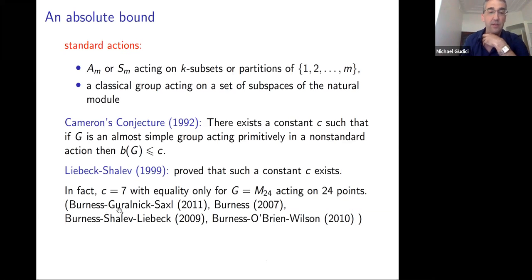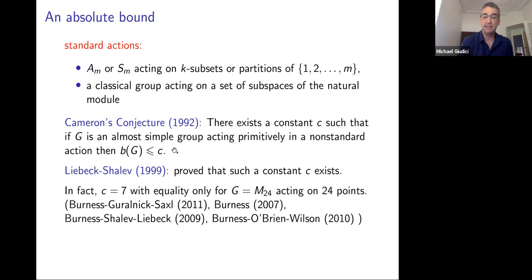The first one, Burness, Saxl, is looking at where G is an alternating group. The second paper by Tim is then where it's the classical group case. Third paper with Tim, Anna Shalev, and Mark Liebeck is doing the exceptional group case. And then finally, Tim with Eamonn O'Brien and Rob Wilson was looking at the sporadic group case. So C equals 7 is this thing.